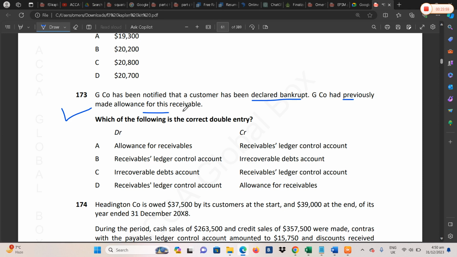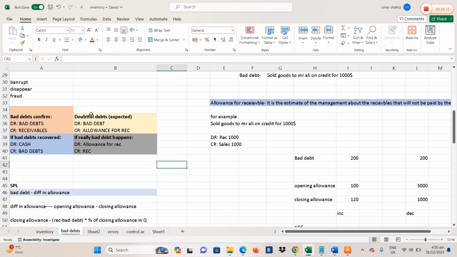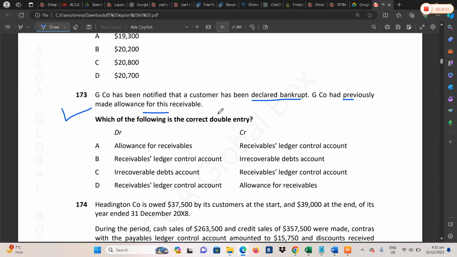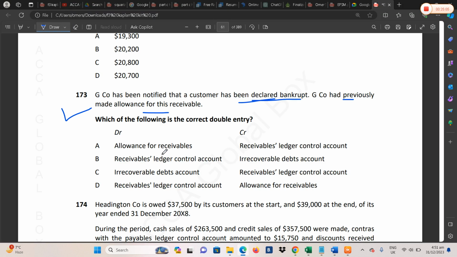Okay, so previously they made an allowance for receivable. What does this mean? This means, as I taught you in the notes, that previously they made this entry: debit bad debt, and credit allowance. Previously, the management made this entry. But now they are saying that G company has been notified that the customer has been declared bankrupt. Now it is confirmed that the bad debt actually happened. So when the real bad debt happens after making the allowance for receivable, we need to cancel out the allowance for receivable. To cancel it out, we need to debit the allowance for receivable and credit the receivables.